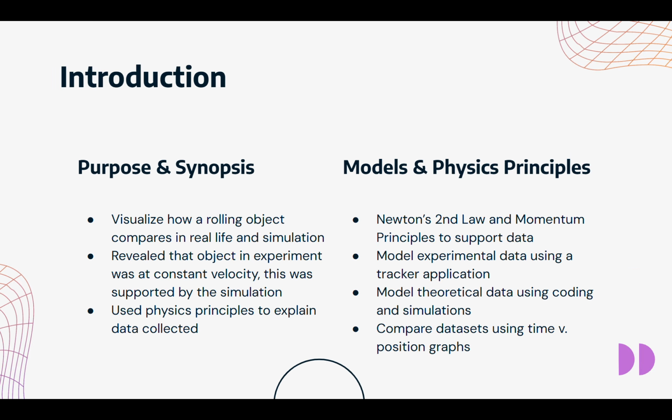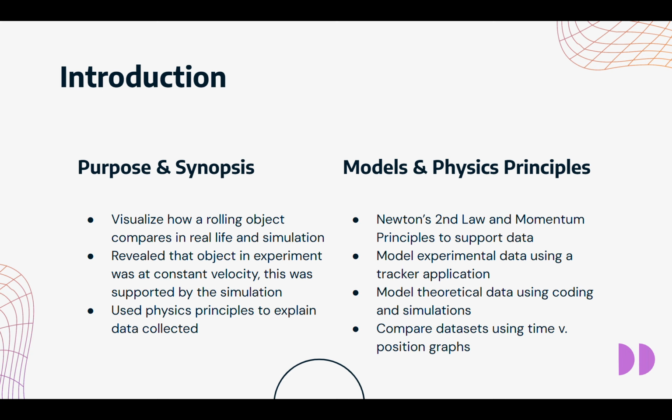The purpose of this lab is to visualize how a rolling object compares in real life and simulation, and compare the two models in order to explore the principles of Newton's second law and the momentum principle. The first model is a rolling object that was tracked through an online program. The second model is a GlowScript code that was modified to simulate the computational data from the object rolling.